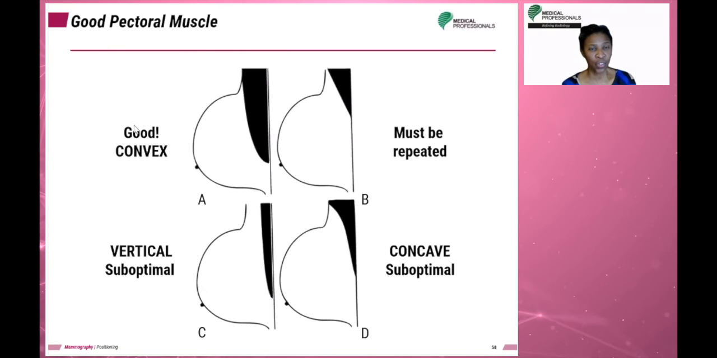Now, this is showing what you want to have. This is a perfect patient. Are you going to get it all the time? Absolutely not. You may get a vertical fold. I would not repeat a vertical fold. I would also not repeat a concave fold. I would attempt to repeat this because you definitely don't have this to the level of the pectoral muscle. So you'd make an attempt to get some more pec muscle in this particular situation.